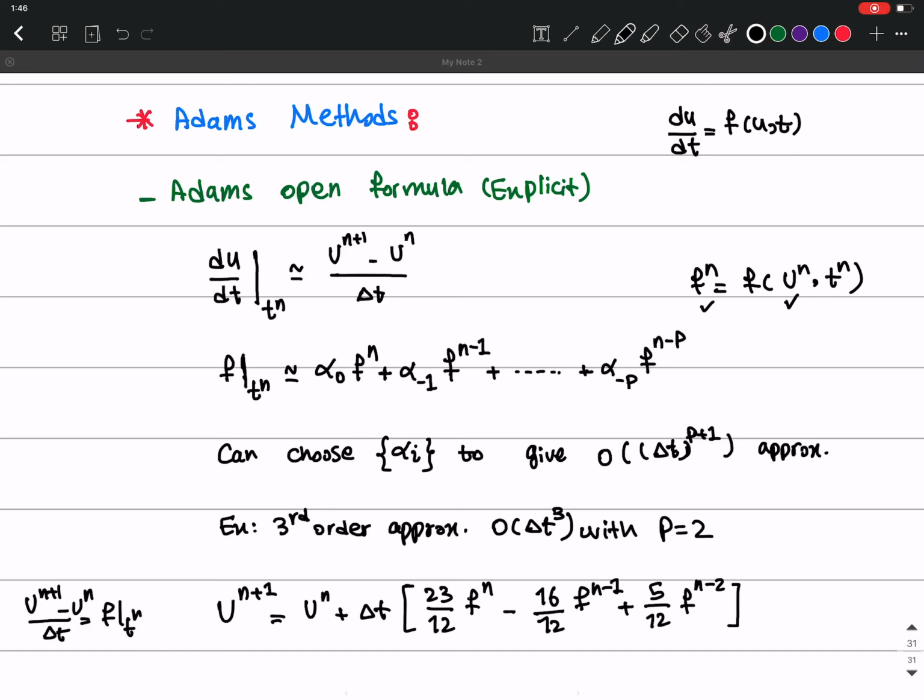Okay, and you can double check this, but this is the form of third order approximation with p equals 2. This is an Adams open formula, which is Adams explicit formula. So you know fn minus 1, you know fn, you know fn minus 2, and you can easily calculate, and you know un from the previous step, and so you can easily calculate un plus 1, which is the new u, the u at the new step. Okay, so this is how we can evolve in time for this approximation.